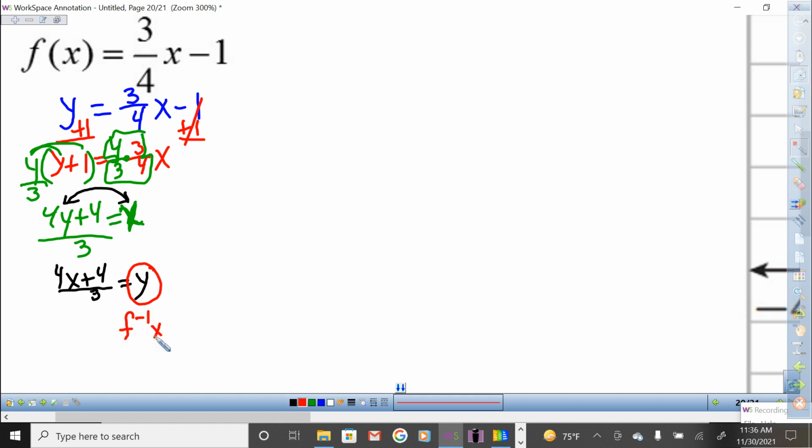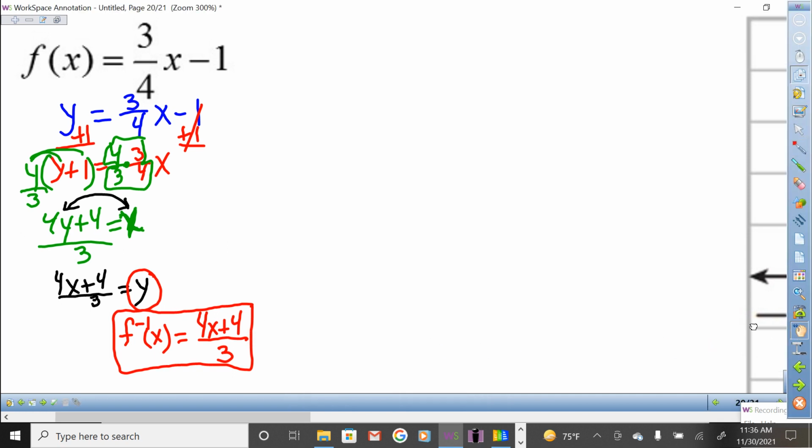F inverse of x equals to, what do we have over here? 4x plus 4 over 3. And this is my inverse. Is it coming back, yes? Okay. Alright, now here goes the fun part.